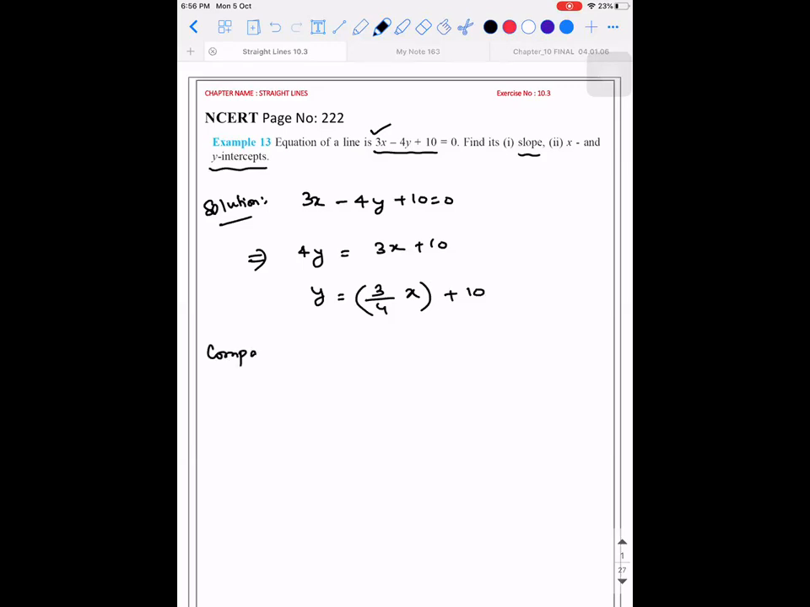Comparing with y is equal to mx plus c, what is the value of m? 3 by 4. What is the value of c? 10. So that is the y-intercept, right? They're asking the x-intercept also. To get the x-intercept, what can we do?